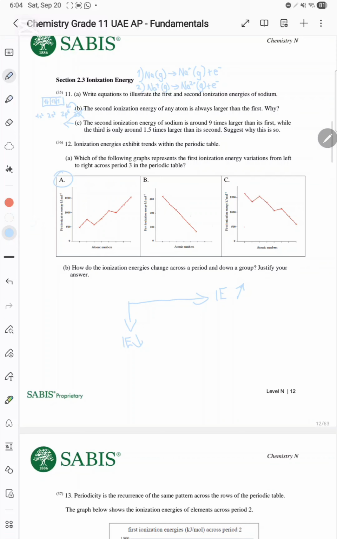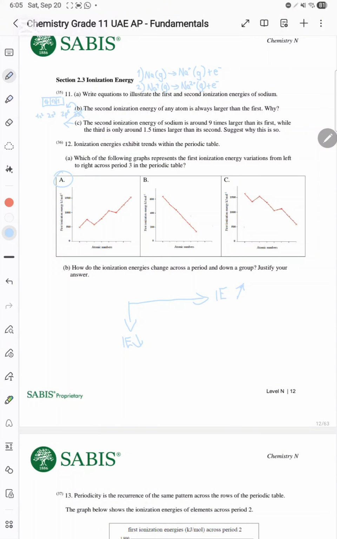Now, how do the ionization energies change down a group and across a period? Across a period, they increase because there's a higher nuclear charge. Since there's a higher nuclear charge, the nucleus attracts the valence electrons more. So you can't really take electrons away that easily, and the energy needed to take these electrons is going to increase.